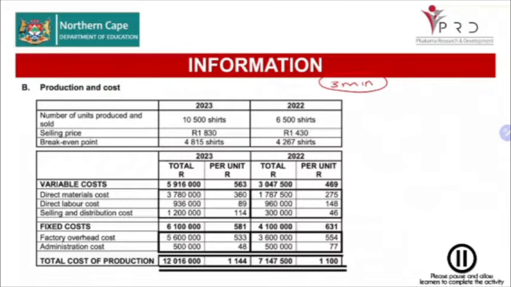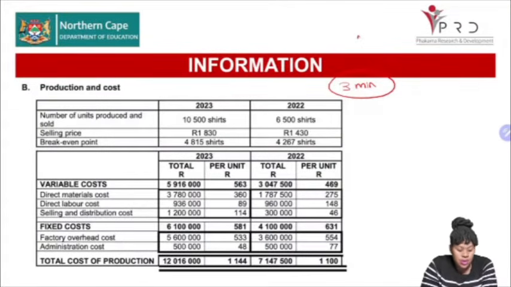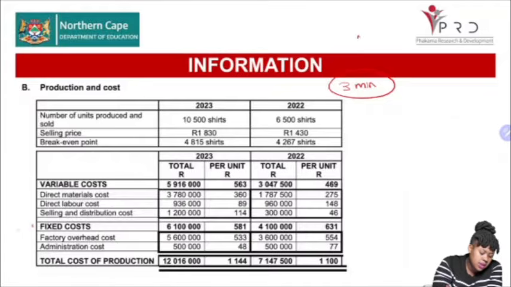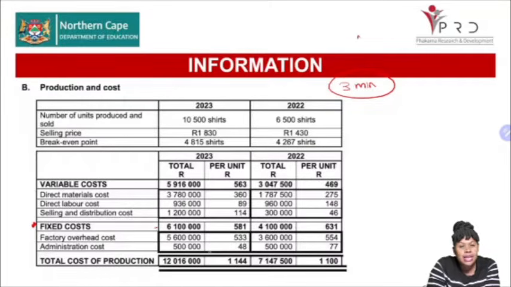Welcome back, grade 12. Now let's quickly look at our fixed costs. So the question says that explain why Les is not concerned about the fixed cost increasing, right? So if we look at our fixed cost did increase. The 6,100,000 versus the 4,100,000, right? You will see that there is a definite increase in terms of the fixed cost.